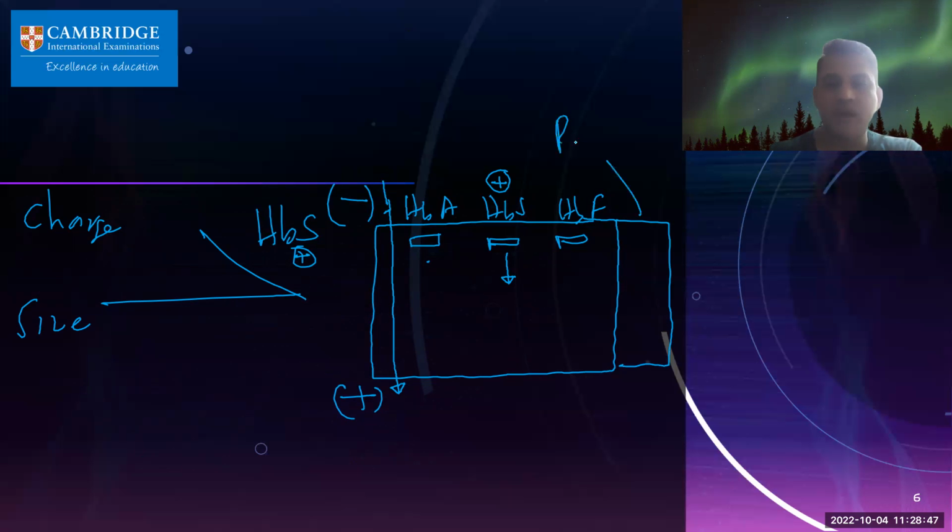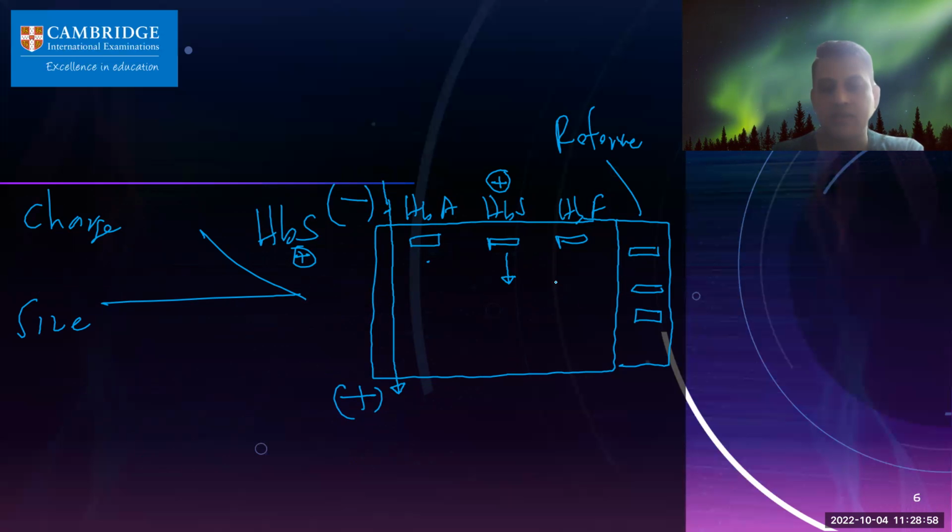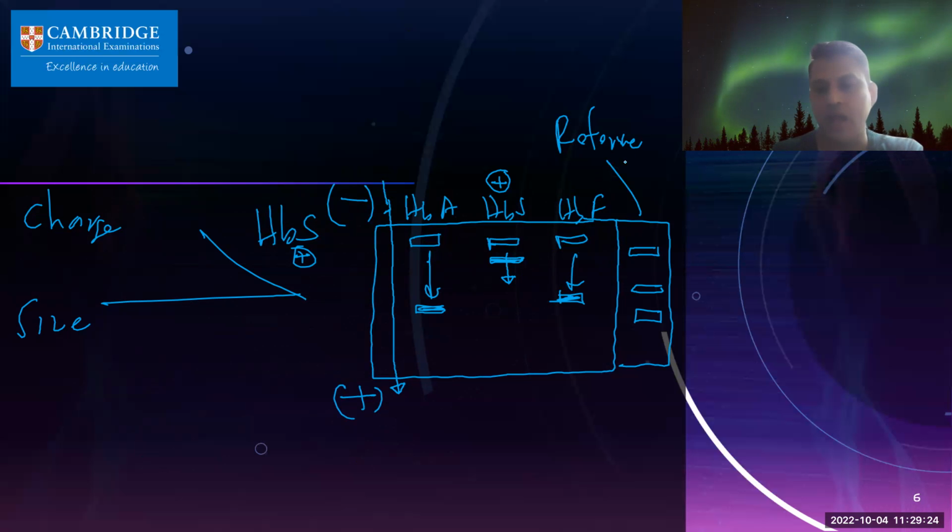So if we have a reference band here, we can find hemoglobin S, hemoglobin A, and hemoglobin F. Hemoglobin S travels the lowest distance, but hemoglobin A and hemoglobin F travel the longer distance. Based on that, by comparing the bands' positions with the reference band, we can decide which one is the hemoglobin S.